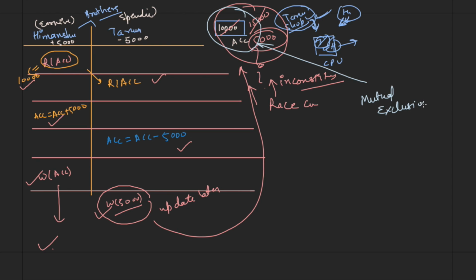Mutual exclusion means that no two processes may be simultaneously present inside the account at any point of time. Only one process is allowed to access the account at one time. So this is your basic need of synchronization.